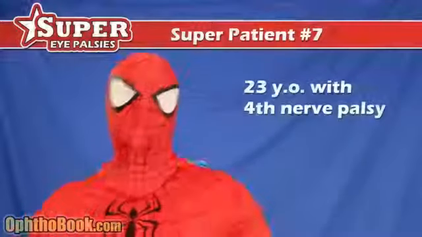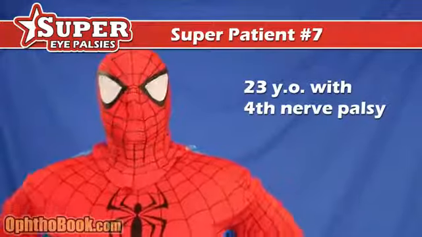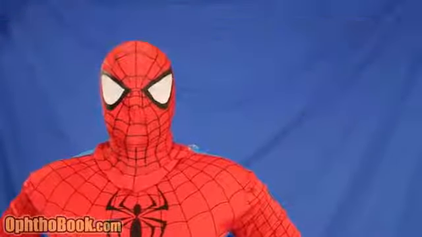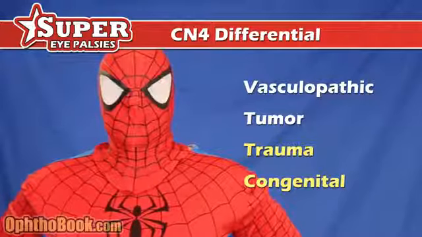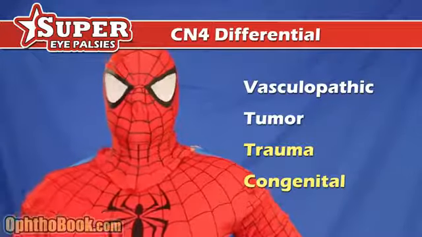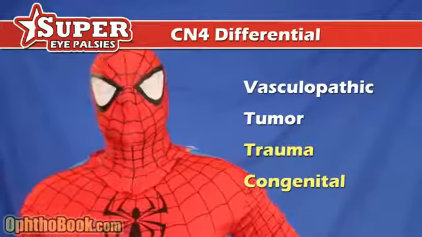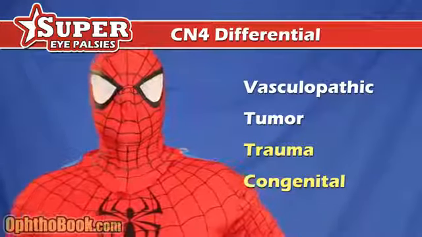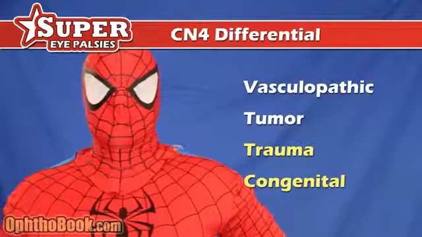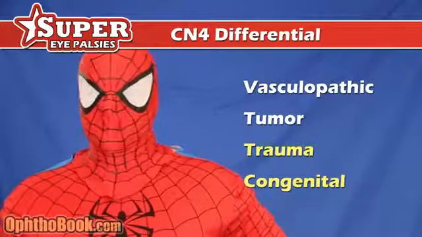So once again, 23-year-old, fourth nerve palsy. The question is what causes it. So we go through our differential. As always, vasculopathic. Diabetes, high blood pressure, he doesn't have it. Tumor. Kind of young to have a tumor, but possible, I suppose. Trauma, he has no history of trauma, but congenital is probably the one that's most likely, and certainly in youth, fourth nerve palsies, majority of them are congenital.